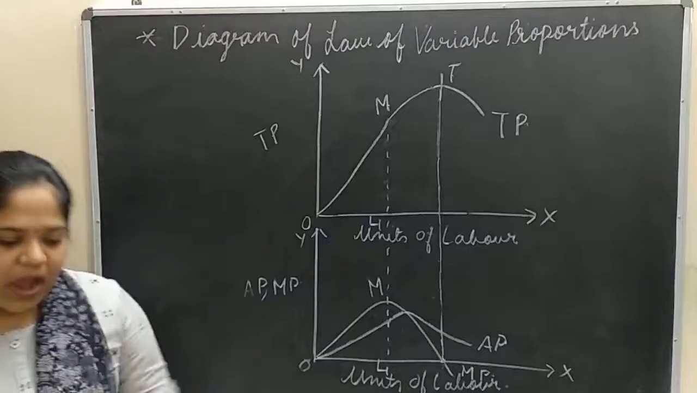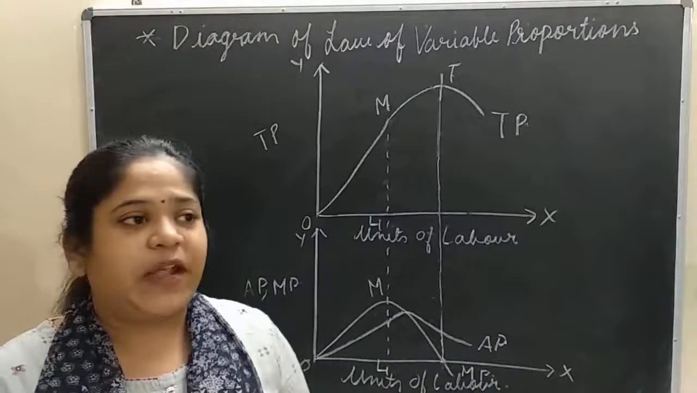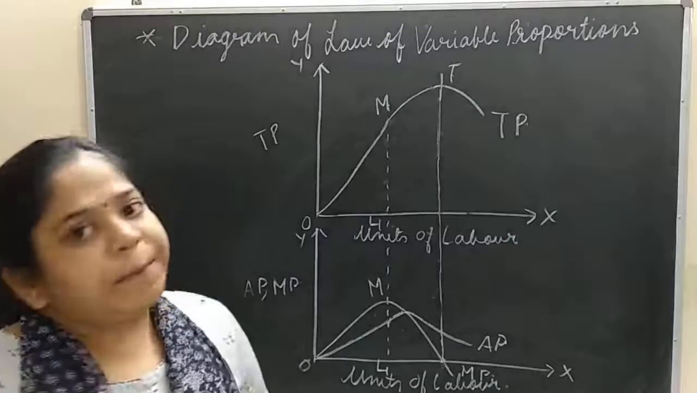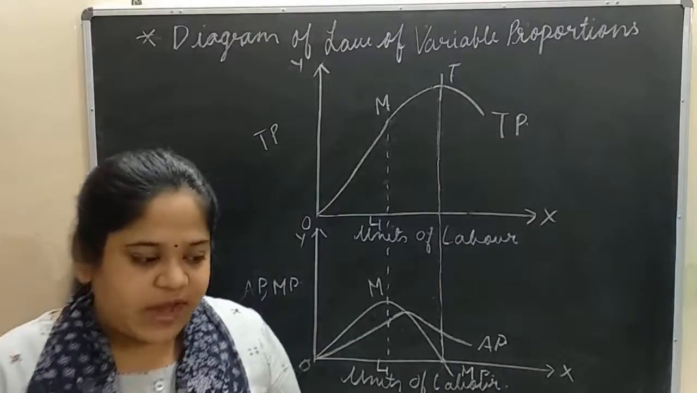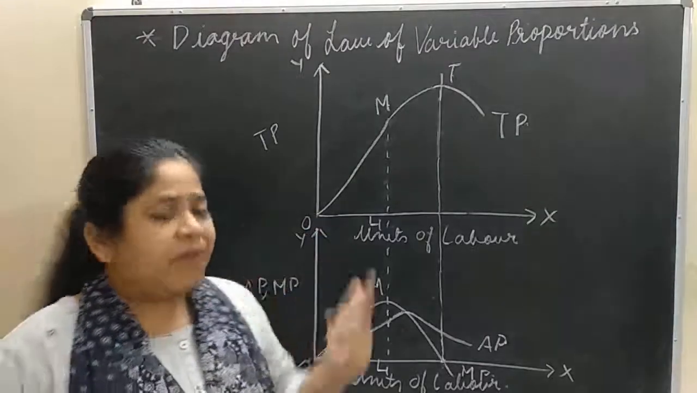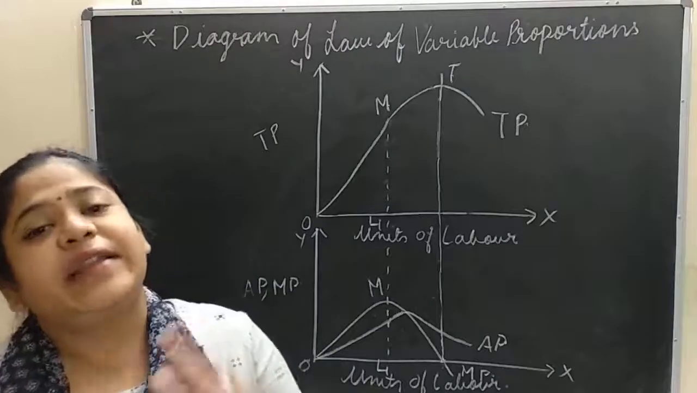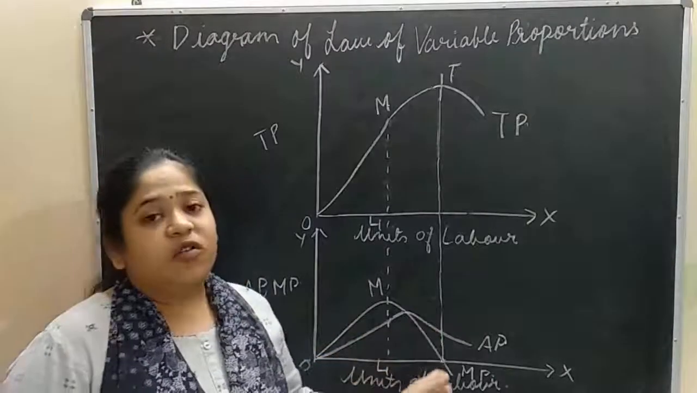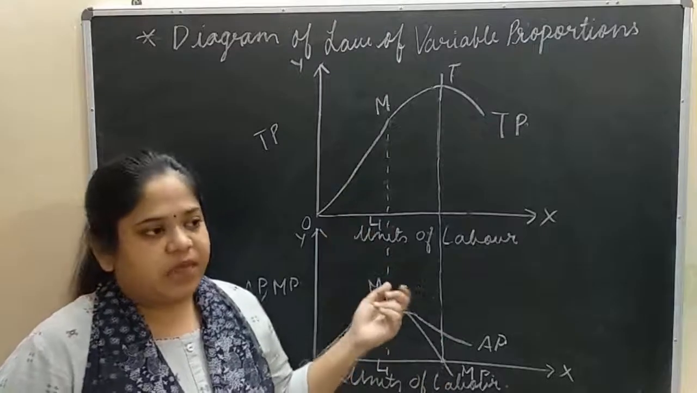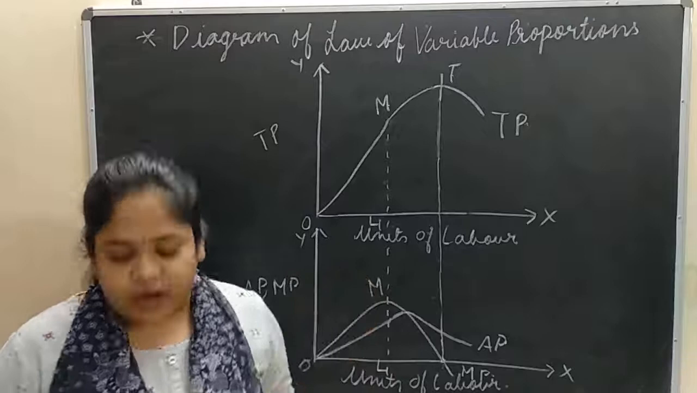I have to remind you of a relationship that I discussed with you, the relationship between TP and MP. When MP increases, TP increases at an increasing rate. When MP decreases, TP increases but at a decreasing rate. When MP is 0, TP is maximum. And when MP is negative, TP starts falling.